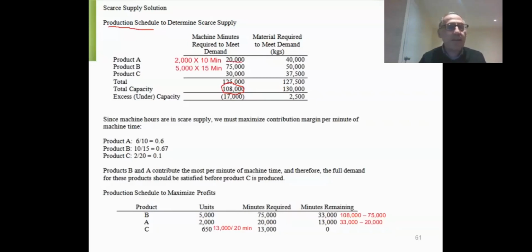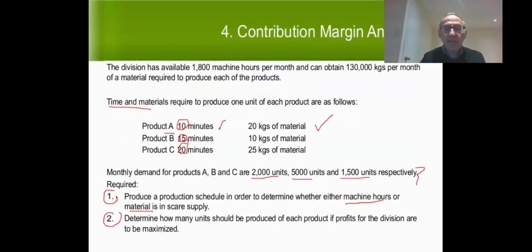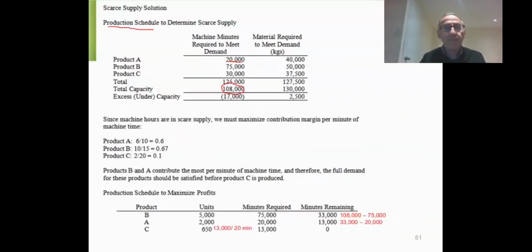Now, for product B, the demand from the previous slide was 5,000. In case anybody forgot, here's the 5,000 right here. So for product B, the demand is 5,000. It takes 15 minutes to produce each unit, so we're going to need 75,000 minutes. For product C, the demand is 1,500 units, and each unit takes 20 minutes to produce. That means 30,000 minutes in total.